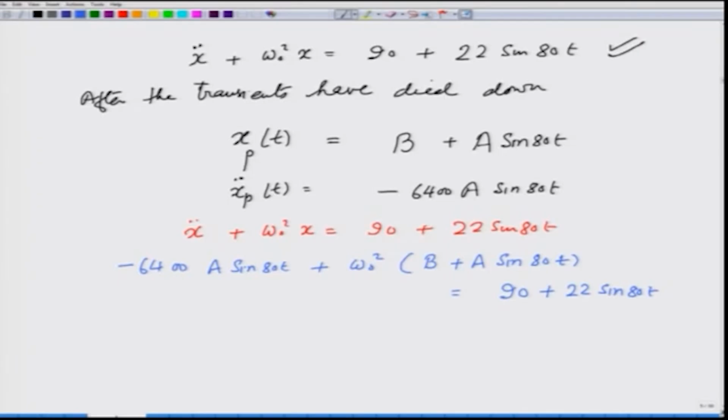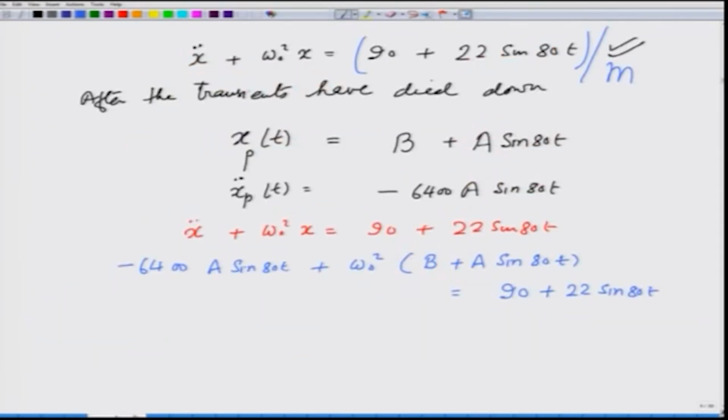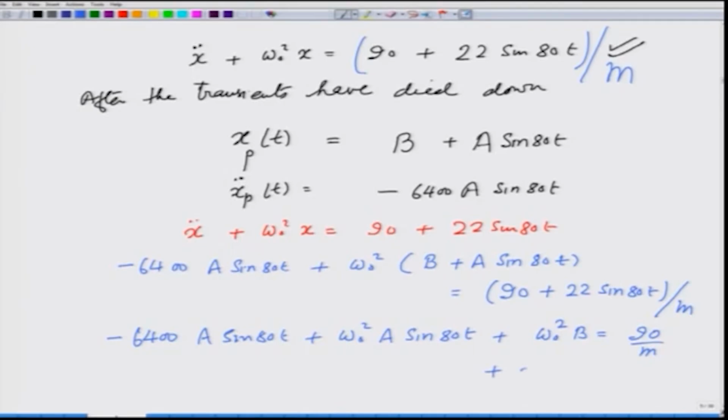In writing this equation, I should also divide by mass on the right hand side, because I have divided the whole equation right from the beginning by m, and therefore, I should be writing divided by m on the right hand side. So, I have minus 6400 A sine of 80t plus omega 0 square A sine of 80t plus omega 0 square B is equal to 90 over m plus 22 sine of 80t.